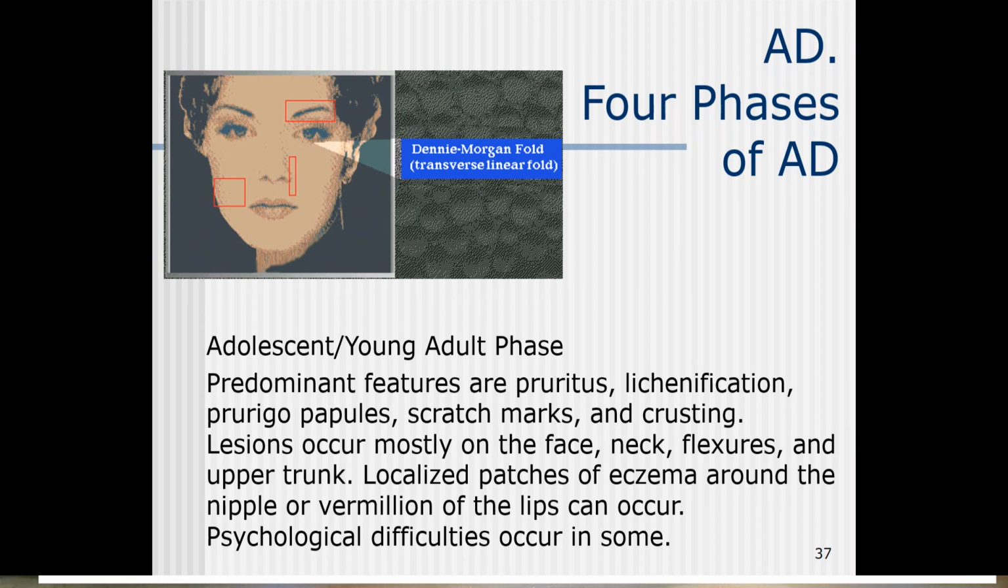Young adult phase. Predominant features are pruritus, lichenification, prurigo papules, scratch marks and crusting. Lesions occur mostly on the face, neck, flexures, and upper trunk. A localized patch of eczema around the nipple or fissuring of the lips can occur. Psychological difficulties occur in some.